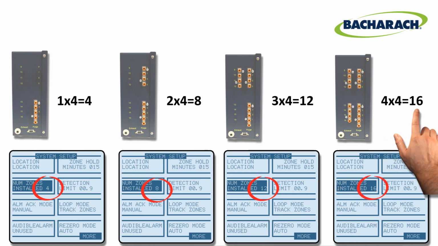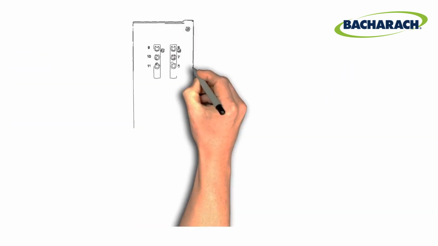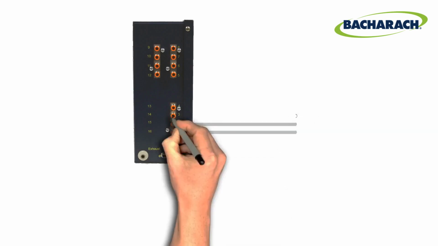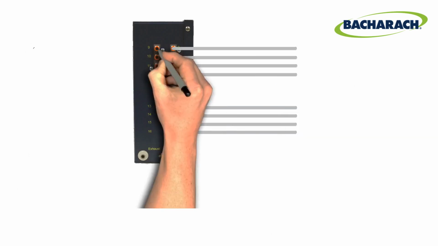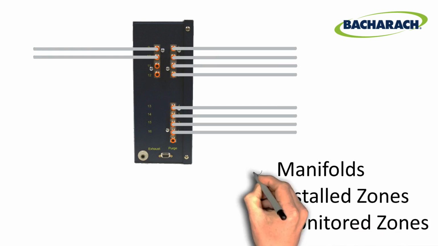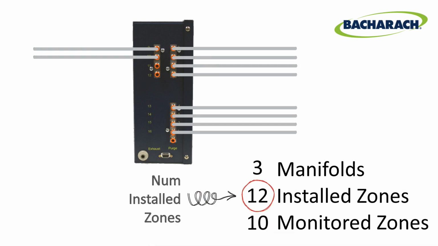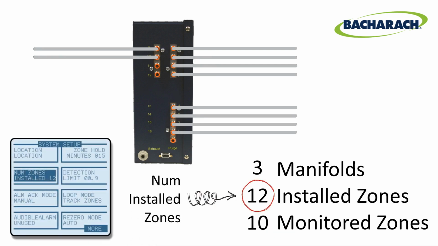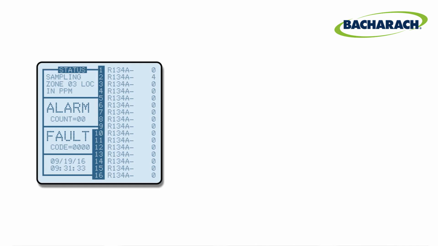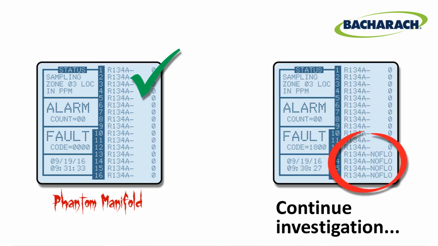If not, change it. Note that the number of installed zones may be more than the actual number of zones you plan to monitor. For example, an application requiring 10 zones to be monitored will require 3 manifolds or 12 installed zones. In other words, set the Num Zones Installed setting to the physical number of manifold zone inlets installed in your MZ, either 4, 8, 12, or 16. After making the change, be sure to wait for the MZ to cycle through all active zones again and verify that the no-flow zone faults have been cleared. If they have cleared, you had a phantom manifold, but you're all set now. If not, you need to continue your investigation.